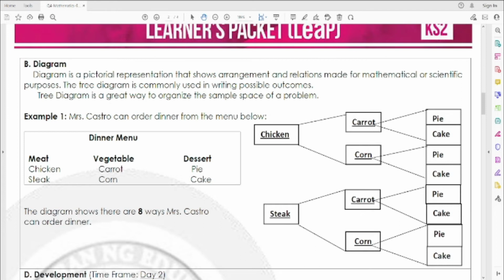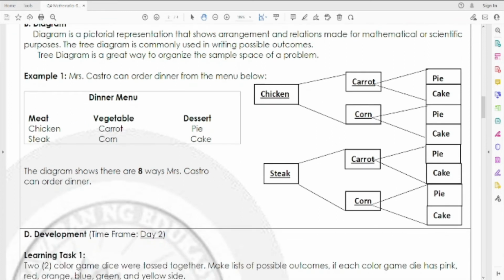Number 1, Mrs. Castro can order dinner from the menu below. This is the dinner menu. Under meat, we have chicken and steak. Under vegetable, we have carrot and corn. Dessert, pie and cake. So in our diagram, chicken can be with carrot or corn for vegetable, while steak can also be with carrot and corn.